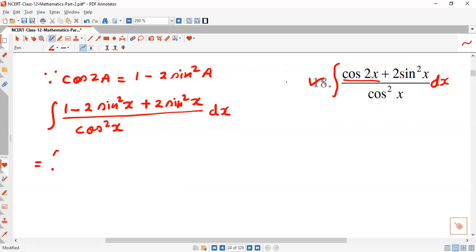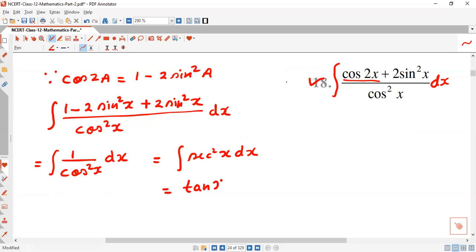And you solve this one. You see this minus 2 sine square x and this plus 2 sine square x will be cancelled out. What we have left in the numerator is only 1. So 1 upon cos square x dx, which is sec square x dx. If you do the integration of this part, you get tan x plus c. This is the answer.